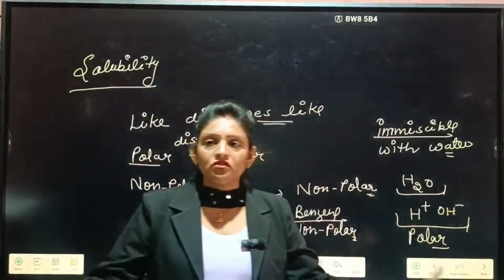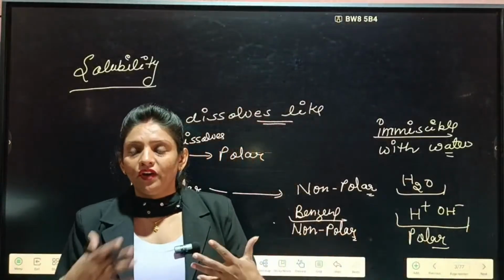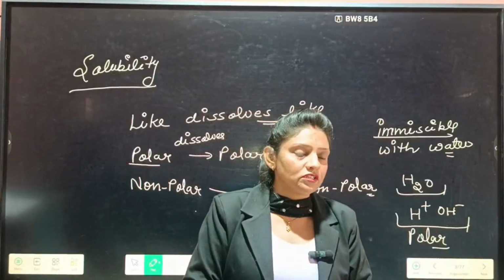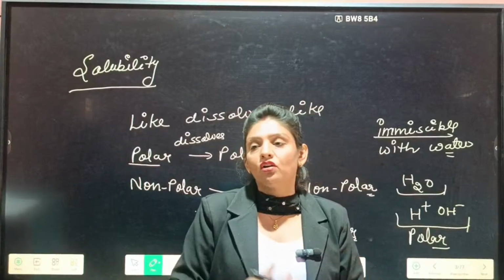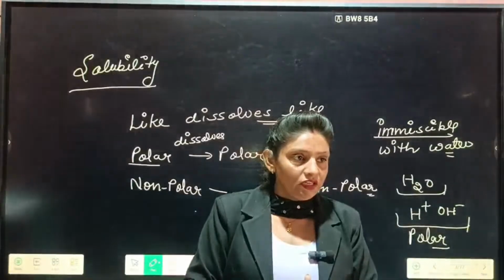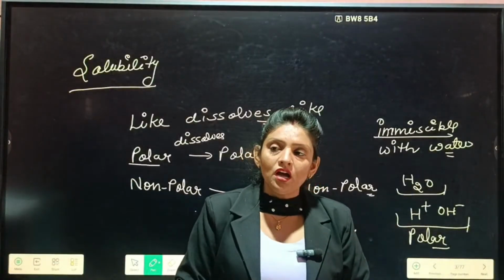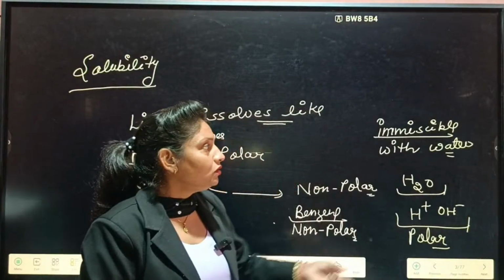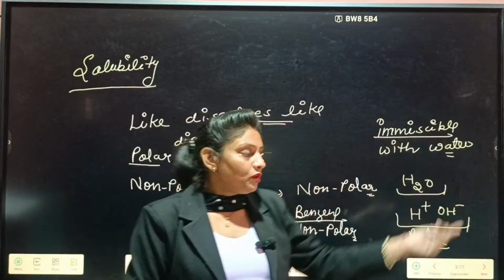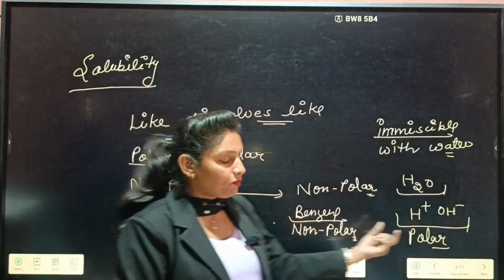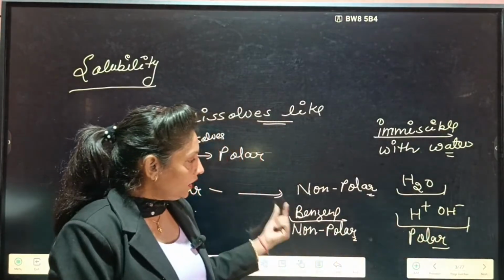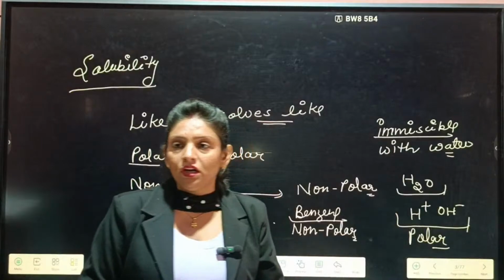Miscible means which can completely dissolve. Like students, if I dissolve salt in water, it can dissolve in all proportions, so it is miscible. If I dissolve alcohol, ethanol, in water, it can dissolve easily because both are polar. Then they are known as miscible. Immiscible means they do not dissolve, they do not mix with each other. Why? Because benzene is non-polar but water is polar, so both have opposite nature. Benzene cannot dissolve into water.